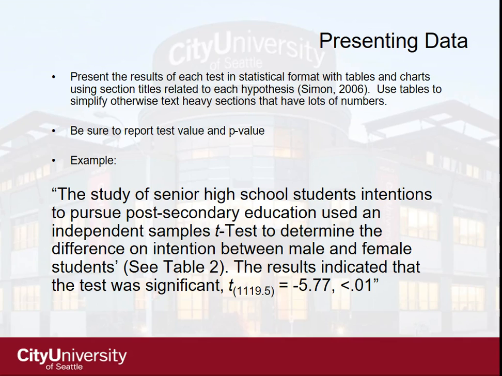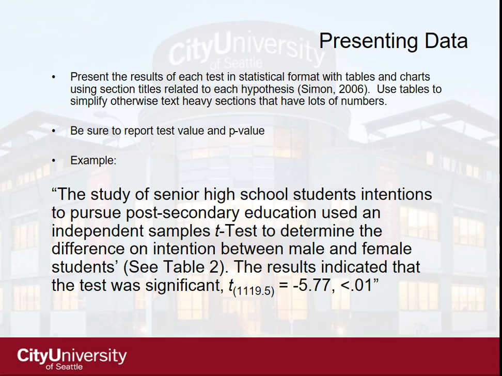Present the results of each test in statistical format, along with tables and charts, using section titles related to each hypothesis. Use tables to simplify otherwise text-heavy sections that have lots of numbers. So remember, you are trying to convey the results in Chapter 4 to a reader who may not have seen this before or is reading it for the first time. So you want to be as clear as possible. You want it to be simple. You don't want it to be misunderstood. Be sure to report the test value and the p-value.